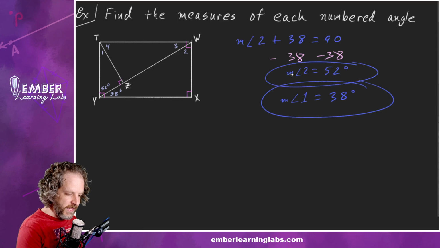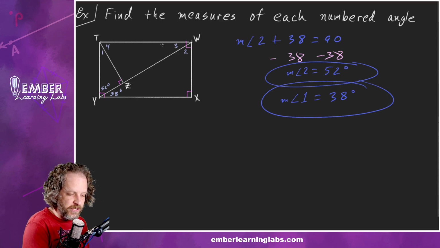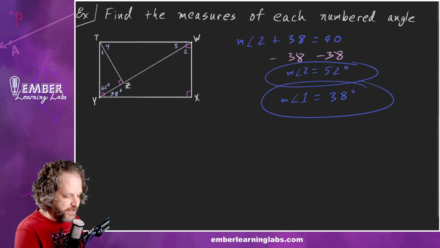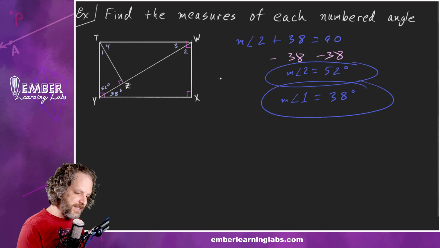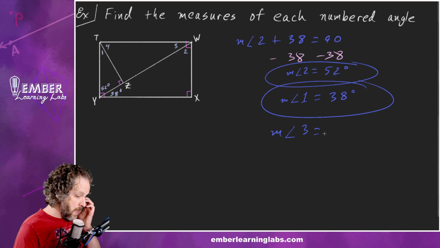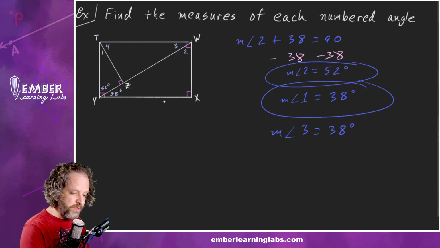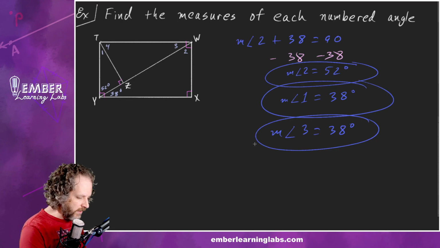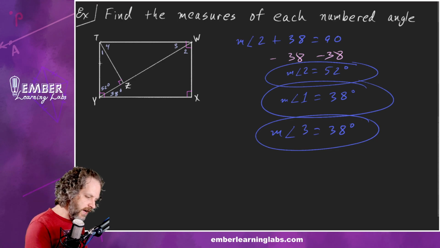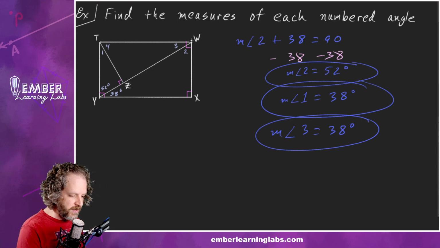Oh, wow. Look at that. Angle 3 and angle 2 are complementary to each other. So that means that the measure of angle 3 is 38 degrees, because 2 and 3 are complementary. Look at that. Now angle 1 and angle 4, because we know these three here.